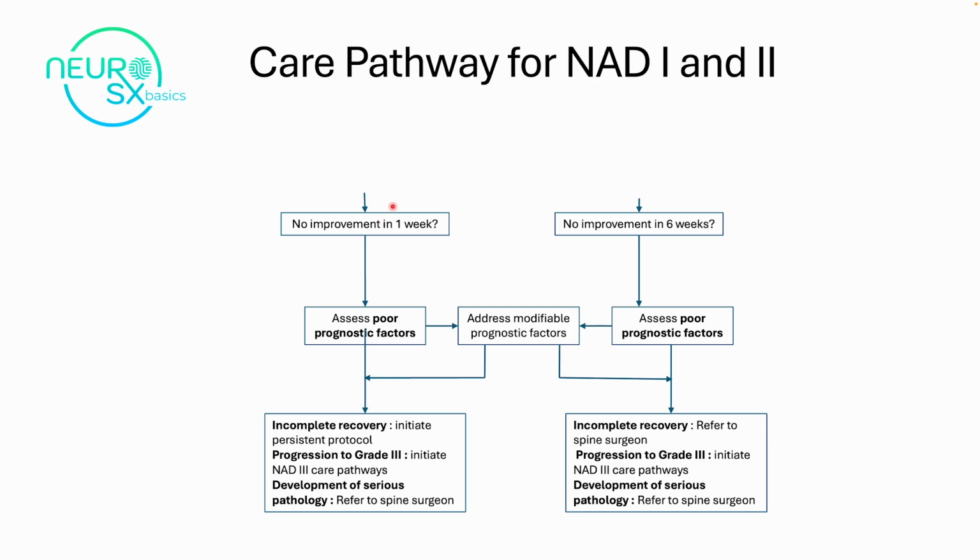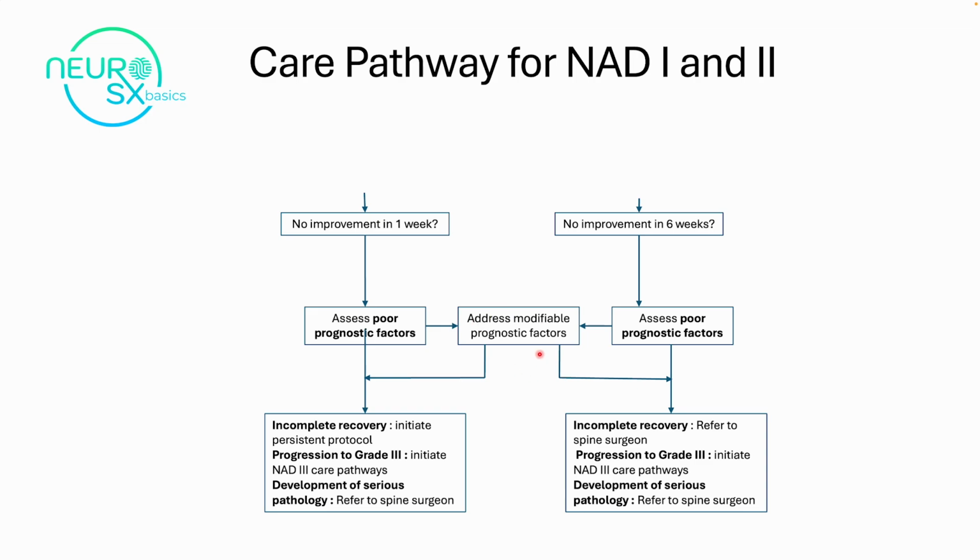Okay, now if they have not improved on their follow-up, it is important to assess for something known as poor prognostic factors. Now these poor prognostic factors we will discuss next, but these are factors that can actually decrease the chance of improvement in these patients. So you have to go in, basically check for these poor prognostic factors. If some of them are modifiable, address the poor prognostic factors and take care of that.